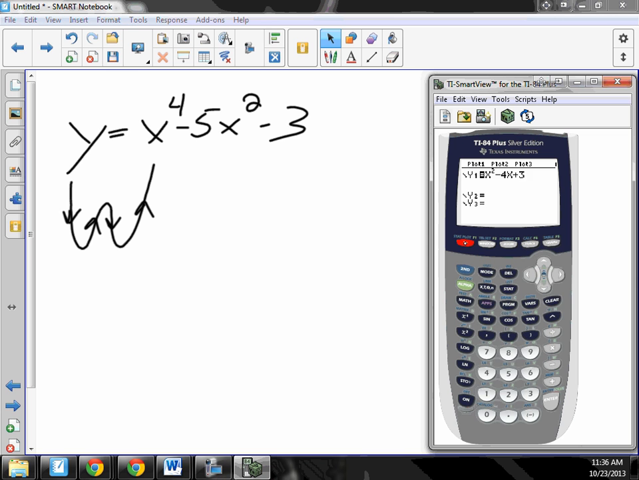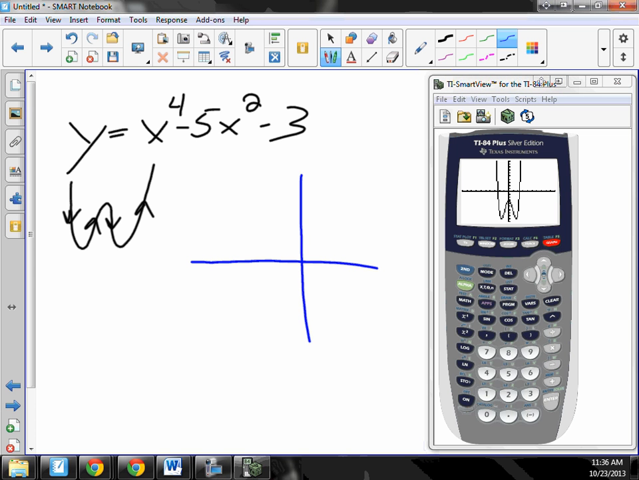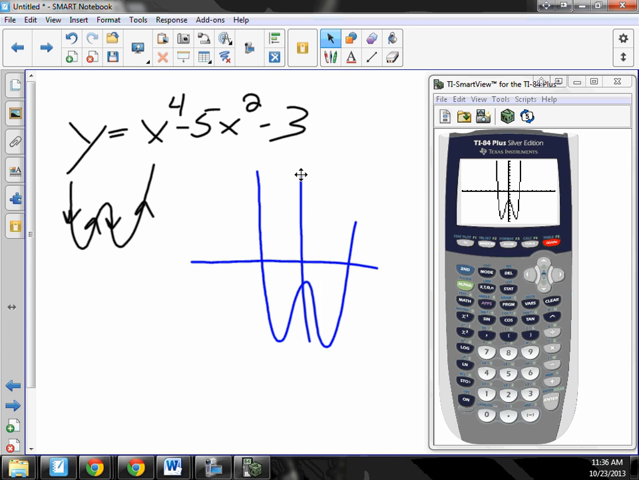So let's plug that in my calculator. X to the 4th minus 5x squared minus 3. And I push graph. And you notice, in fact, it does look like a W. So sketch the graph. It's the second instruction. So it looks something like this. And it says, state the number of real zeros. Well, how many times does this touch the x-axis? It only touches twice. So there are 2 real zeros.